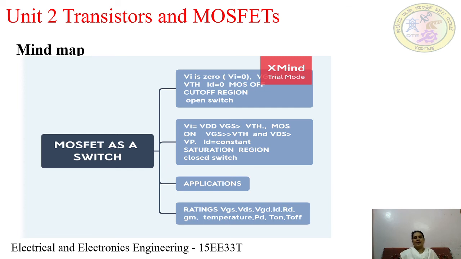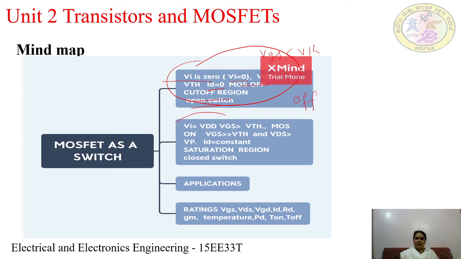So here is the mind map, just to recall what we have studied here. The first topic we studied was MOSFET as a switch. If the input Vi is 0, VGS will be less than the VTH, then the drain current is 0, the MOSFET is driven to the cutoff region, and it will behave like an open switch. So it means that the switch is off.